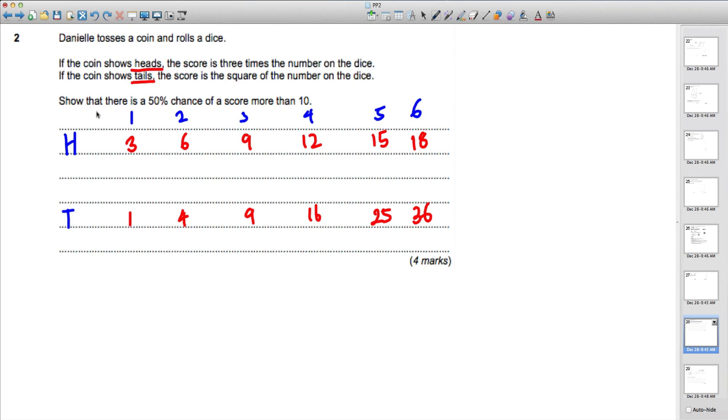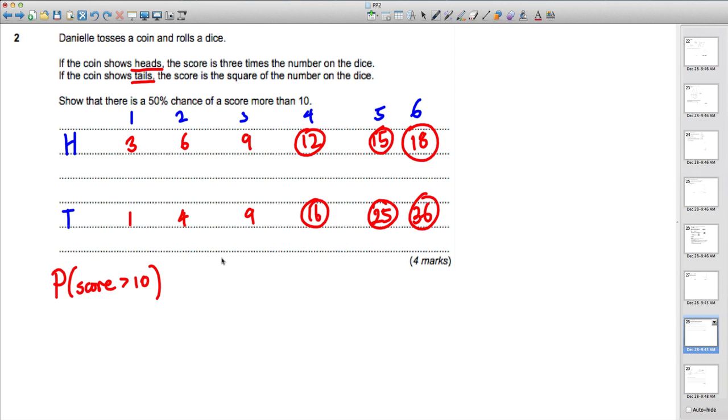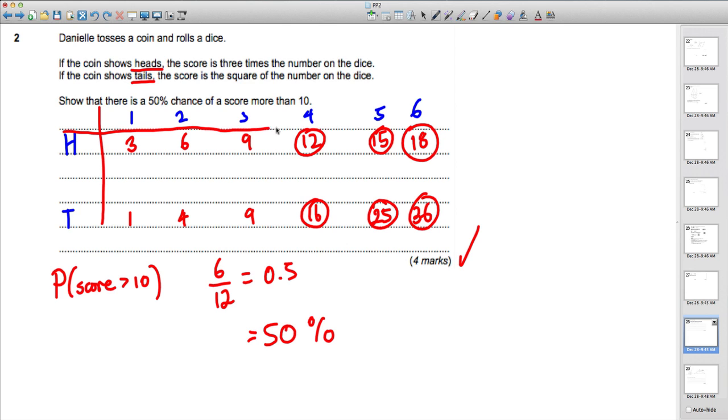Show that there is a 50% chance of a score more than 10. So the probability the score is bigger than 10: it would be this one, this one, this one, this one, this one, this one. It would be 6 out of 12, which is a half, which is the same thing as 50%. Really straightforward. If you list out your outcomes in a two-way table, everything becomes very straightforward. If you try and list them out in lists, I think it's going to be difficult for you. Do a two-way table or a sample space table and it's very straightforward.